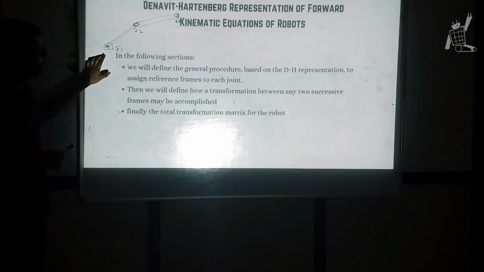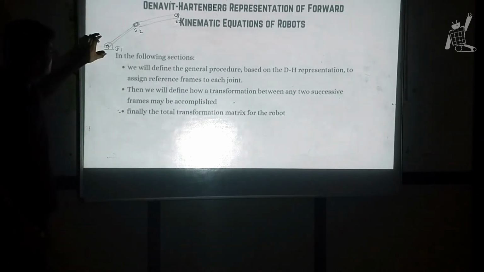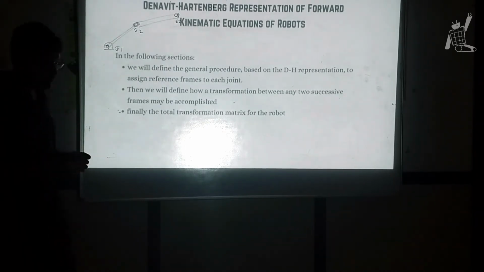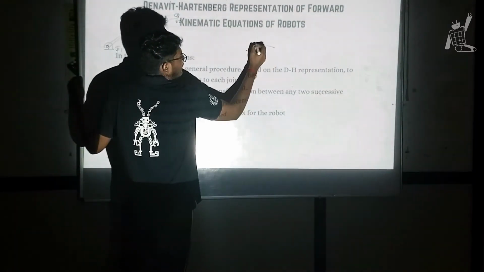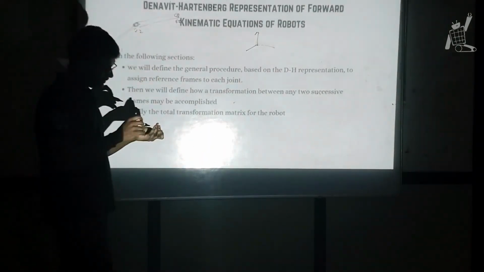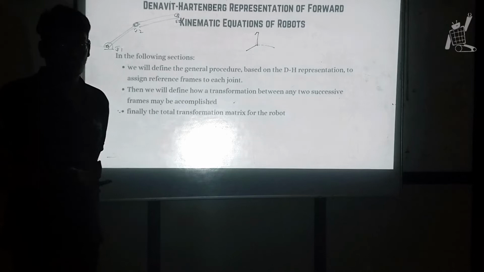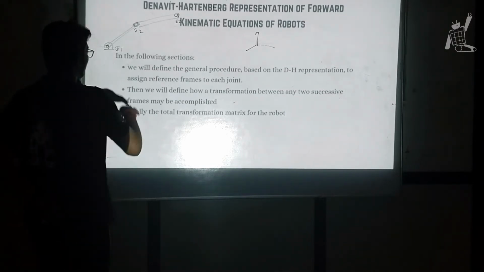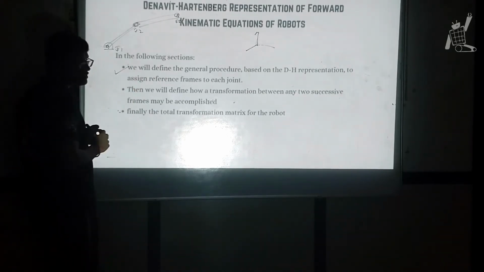In this method, we will assign a frame to each joint. Assigning a frame means assigning three axes x, y, z which are mutually perpendicular to each other. That thing is called a frame. There is a procedure to assign the frame; we cannot simply assign it. That is the first thing. We will first assign the frame to each joint.